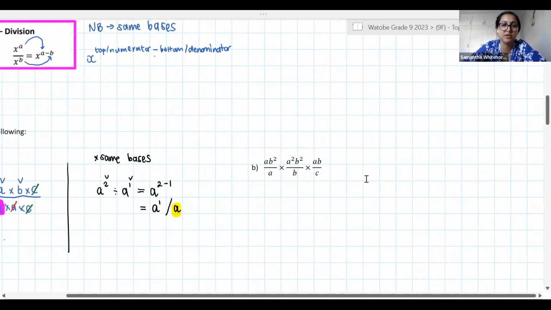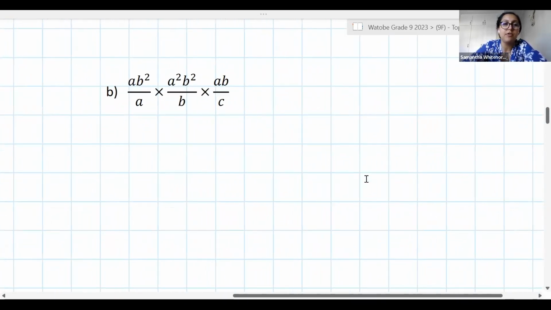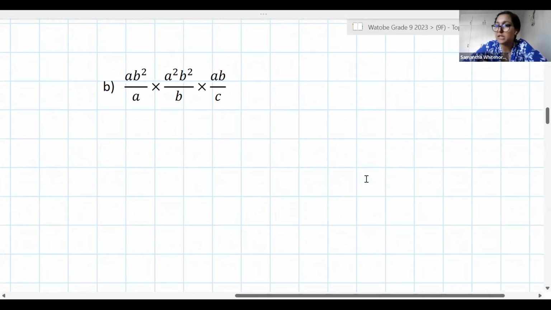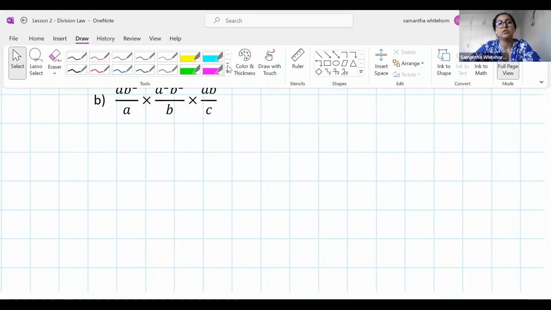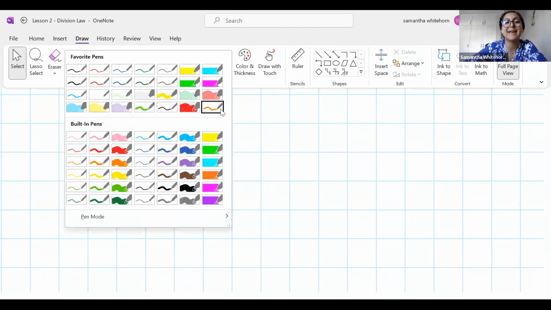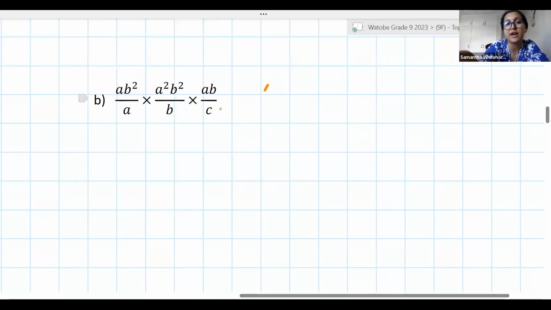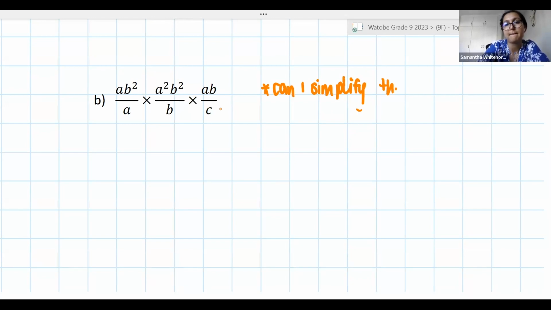Alrighty, guys, so let's have a look at question B. Now, there's a fair amount going on here, but we just take it slowly. Again, there are so many different ways that you can do this. You need to decide what makes sense for you. What I always do, my first thought is always, can I simplify each fraction first? Can I simplify the individual fractions? Because if I can, it means that I'm making my life a little bit easier before I start multiplying and dividing.